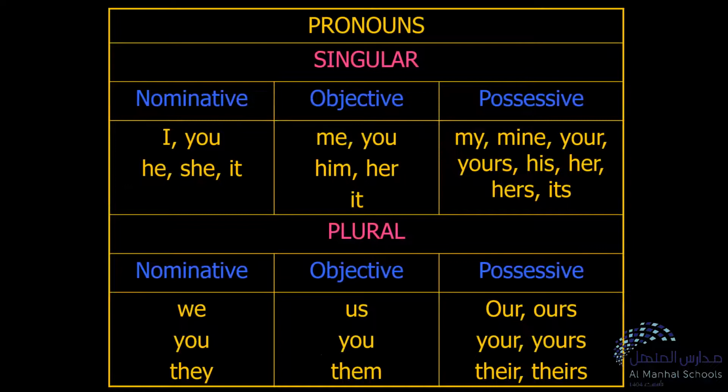We've got singular and then we've got plural pronouns. Our nominative pronouns would be the letters I, you, he, she, and it. And if I can make an example, we use the word I when we speak about ourselves. So I am going to the shop, or I arrived at school late today.